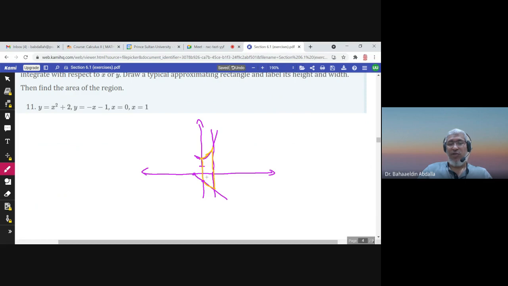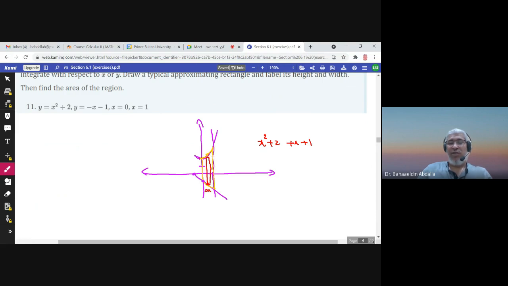Well, if I choose a vertical rectangle here, then this curve would always be above this curve. So the best choice is a vertical rectangle with width delta x. And the height would always be this function minus this function. So the height would be x squared plus 2 minus x plus 1, so it would be minus x plus x, and minus 1 is plus 1. So this would be the height of this rectangle.